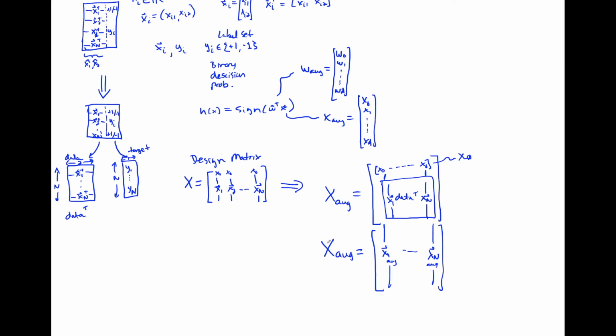It's a column matrix. Each of the columns is the augmented input vector across the entire data set of size n. So now that we have this, if we want to compute h of x on the whole data set, let's see how that plays out. So we said h of x, now let's compute h of x on big X. That's going to be sign of W transpose times big X, and it's going to be that X augmented.